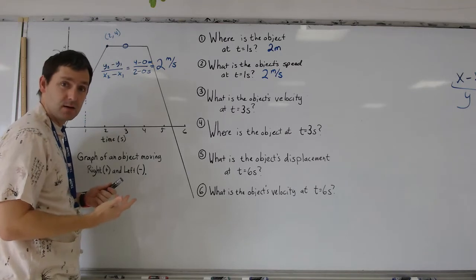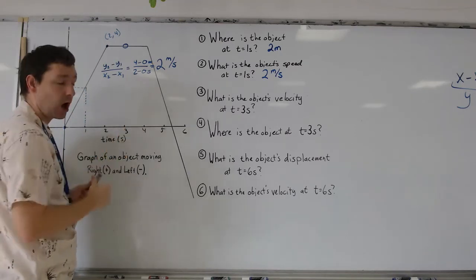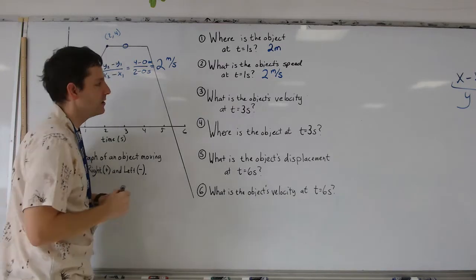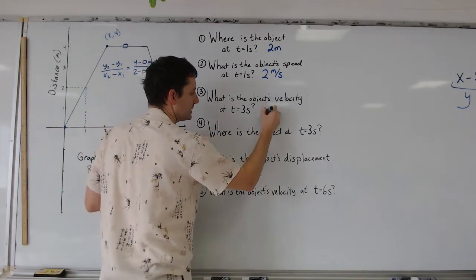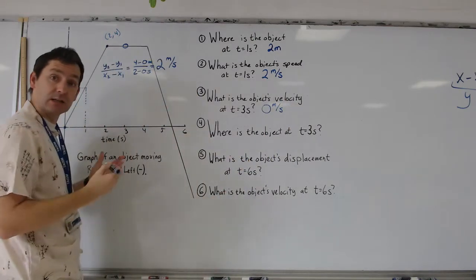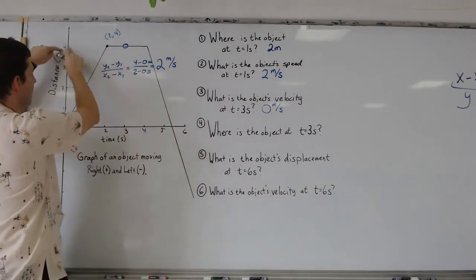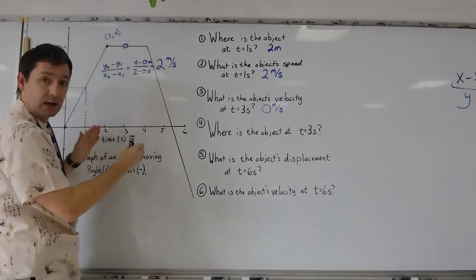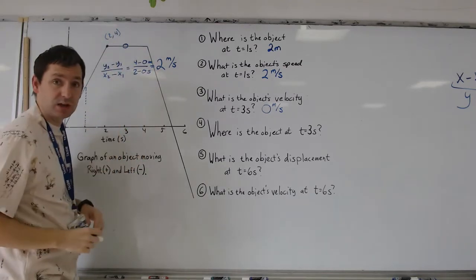So what does that mean? It means that your speed, your velocity is 0. Now because it's 0, it doesn't have a direction, right? So in this case, we'll just say 0 meters per second because it's at rest. It's staying there at 4 meters. It's staying at that position for a certain amount of time. And at 3, it's just resting.